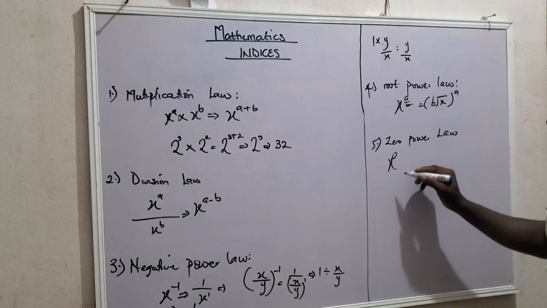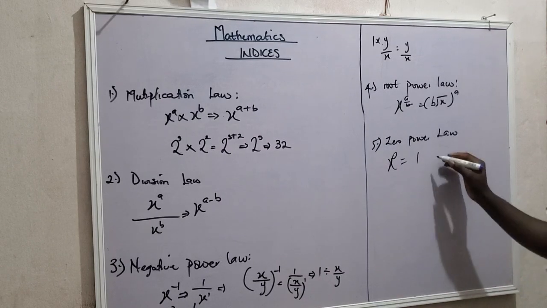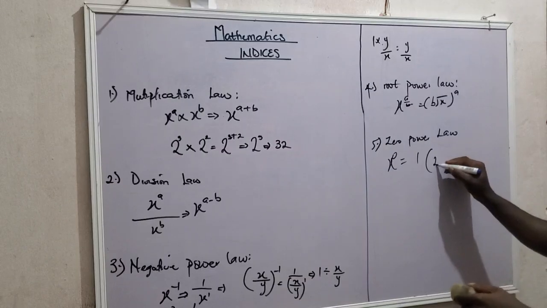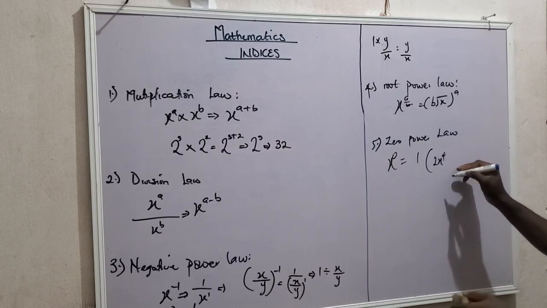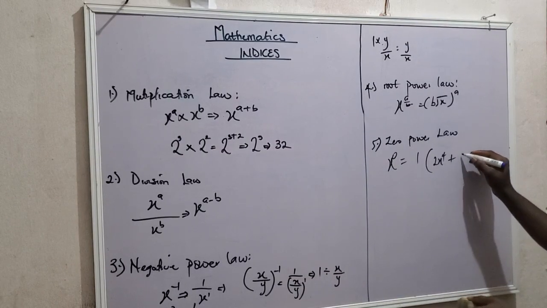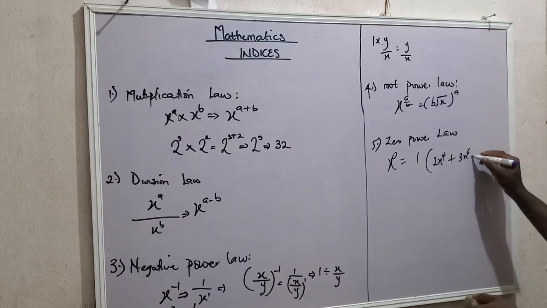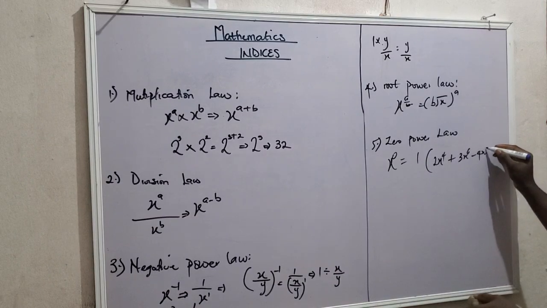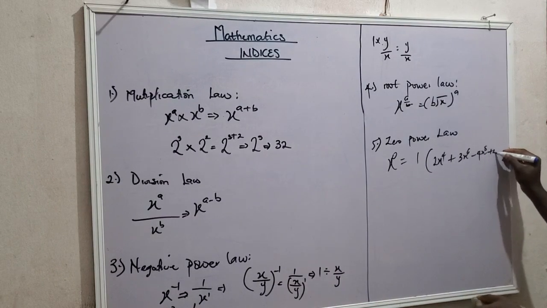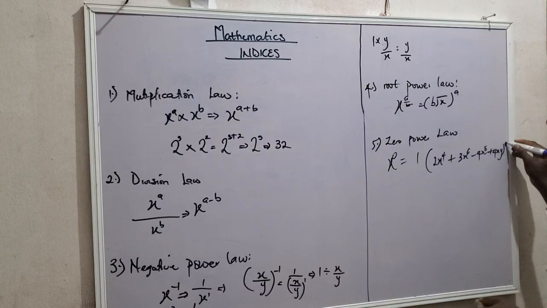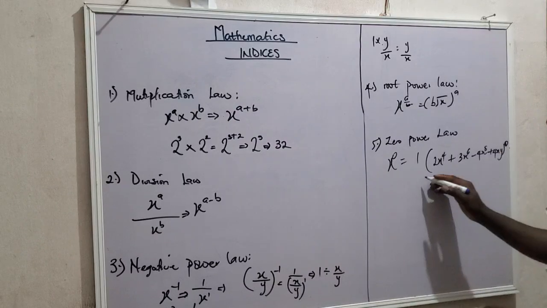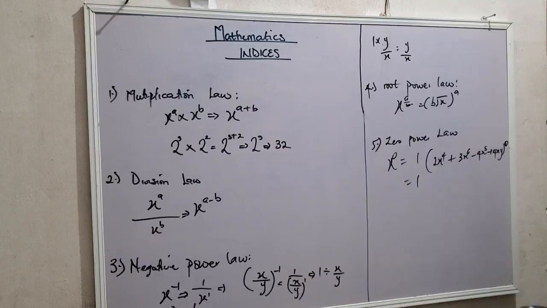So if we're having the variable x raised to 0, it is 1, even though it's an algebraic expression, let's say for instance 2x raised to 4 plus 3x raised to 6 minus 4x raised to 8 plus 4xy, raised to the power of 0 also gives us 1. So anything at all raised to the power of 0 is 1. Please copy fast.